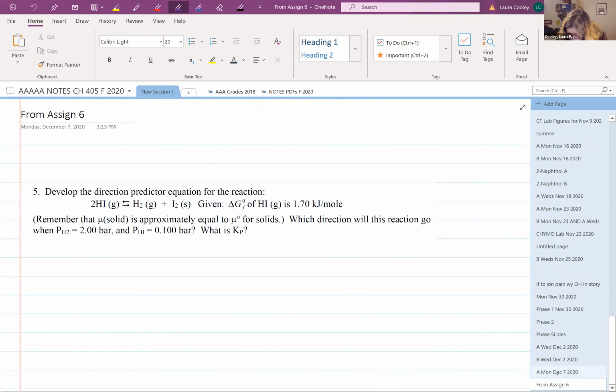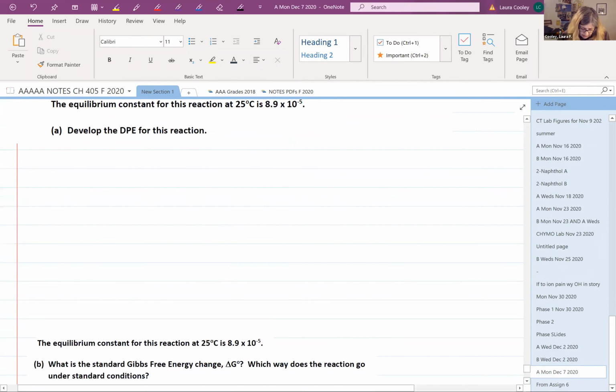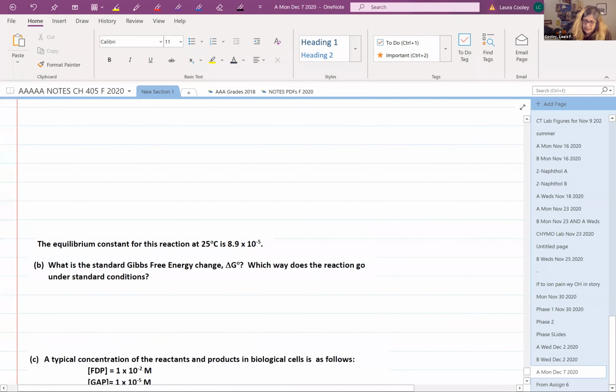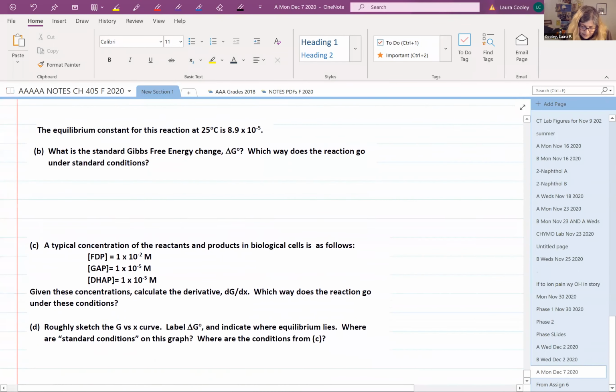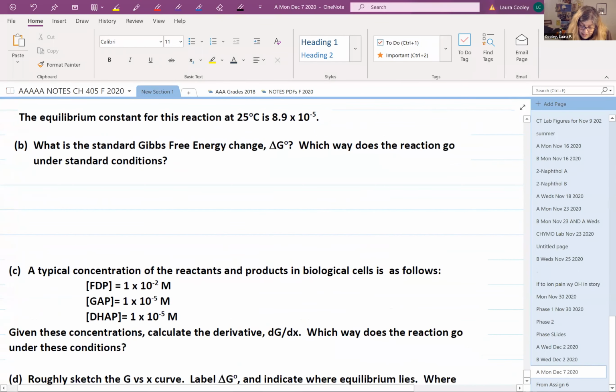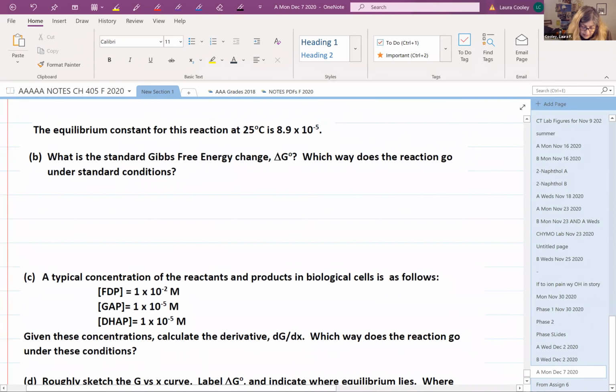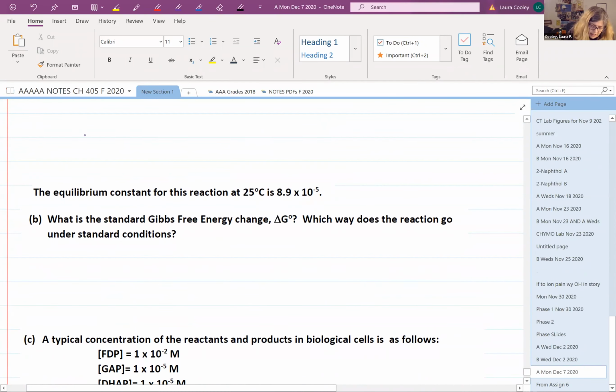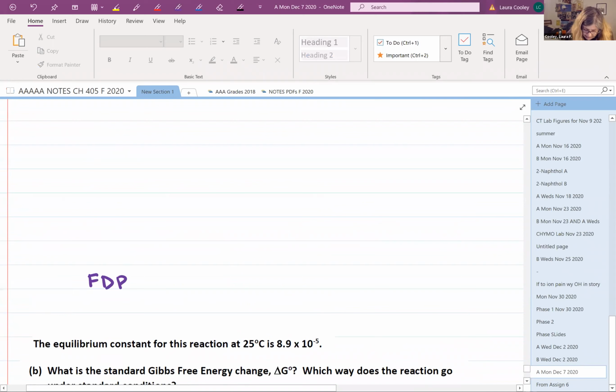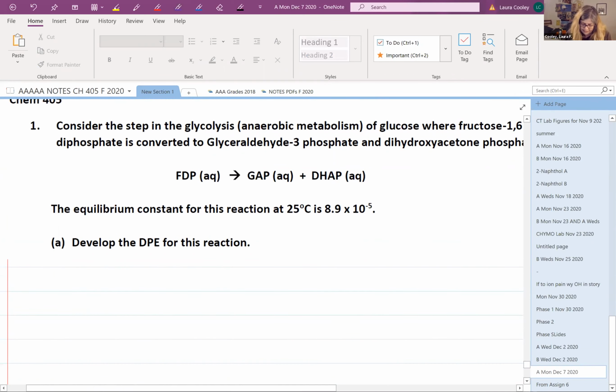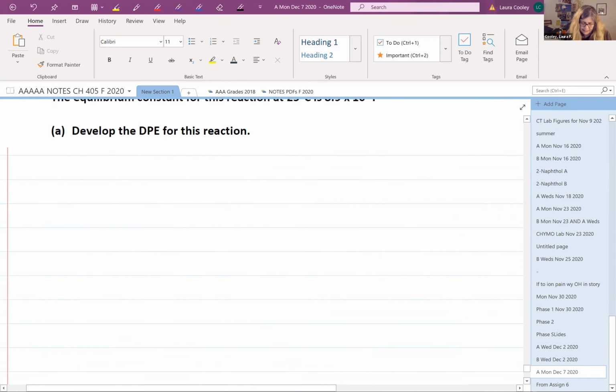Oh, that's the wrong problem. Do I have it here? Oh, here it is. Look at that. It's right there. All right. Oh, I didn't put the reaction, but it's this bunch of biochemistry, FDP. Oh, I didn't put that down. Oh, here it is. Okay, never mind. I want to write it all down.